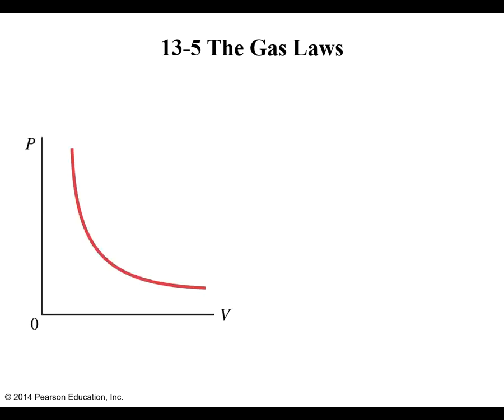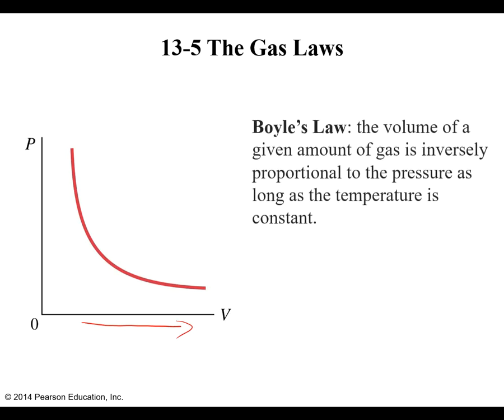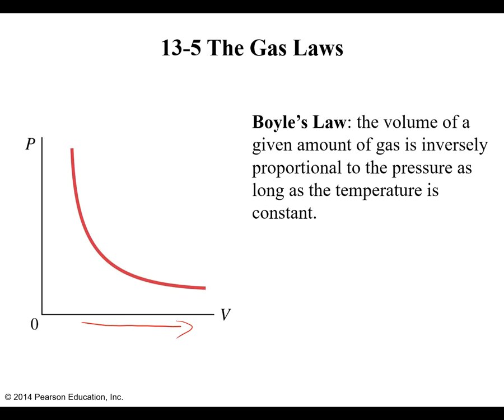If we were to take a gas and keep all the other variables the same, just vary the volume and the pressure, what you would see is that as you increase the volume, your pressure would decrease exponentially. This was discovered in the 1600s by Robert Boyle. Boyle's law states that the volume of a given amount of gas is inversely proportional to the pressure as long as the temperature is constant. In other words, volume is proportional to 1 over P.